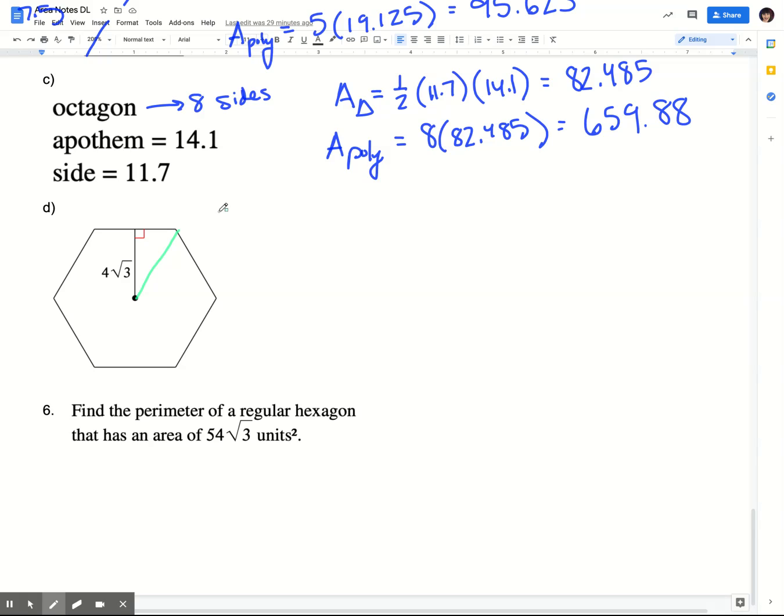So this is a hexagon. It has 6 sides. Hexagons have 6 sides. And because you're dealing with a hexagon here, I'm just going to let you know, and it's a good thing to remember, that this right here is a 60-degree angle. So you may need to use your knowledge of special right triangles.